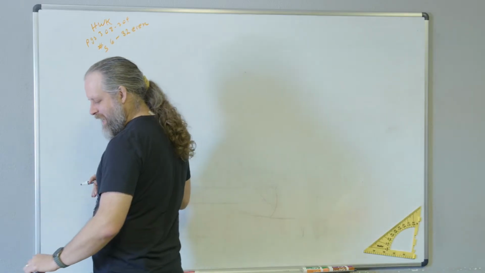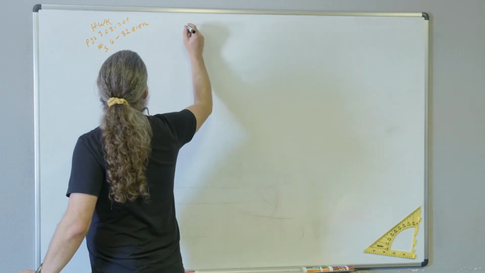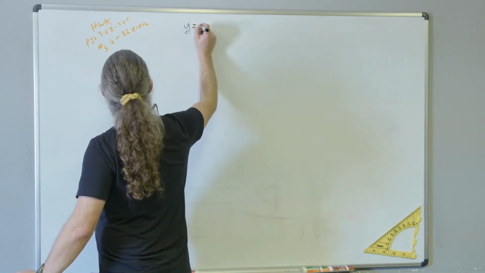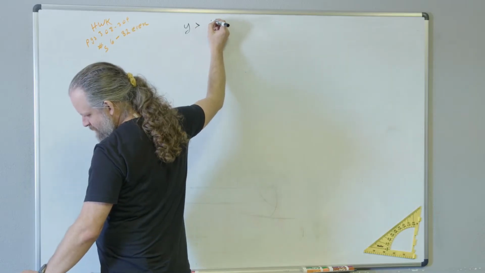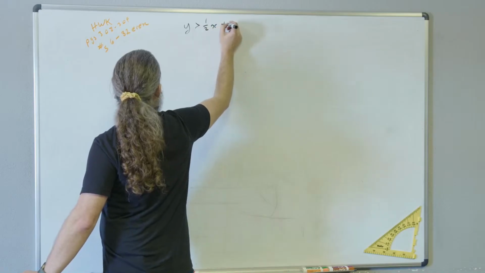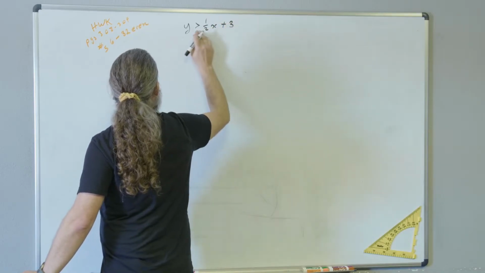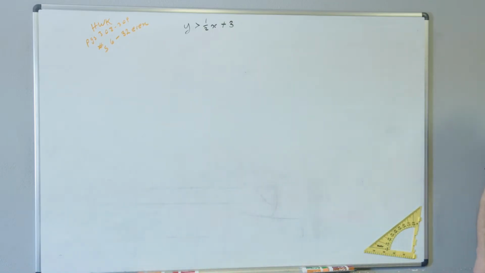We're going to jump in with examples. Here we go. Instructions say graph. And the equation looks like y is greater than 1/2 x plus 3. The instructions would say graph.